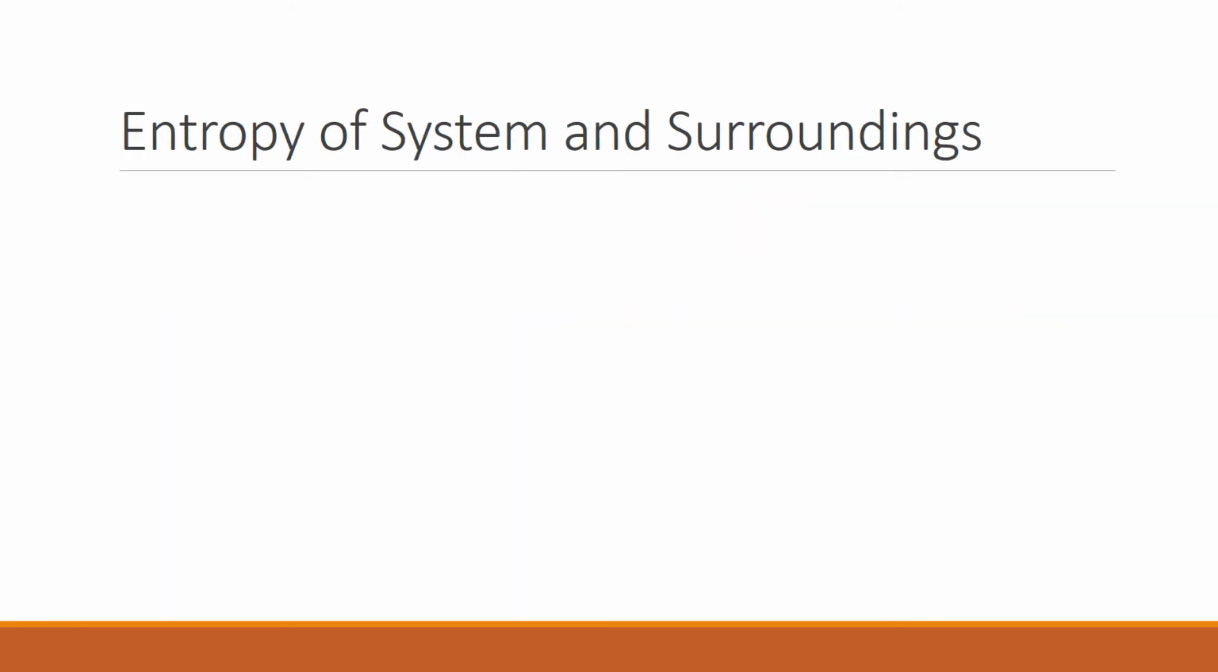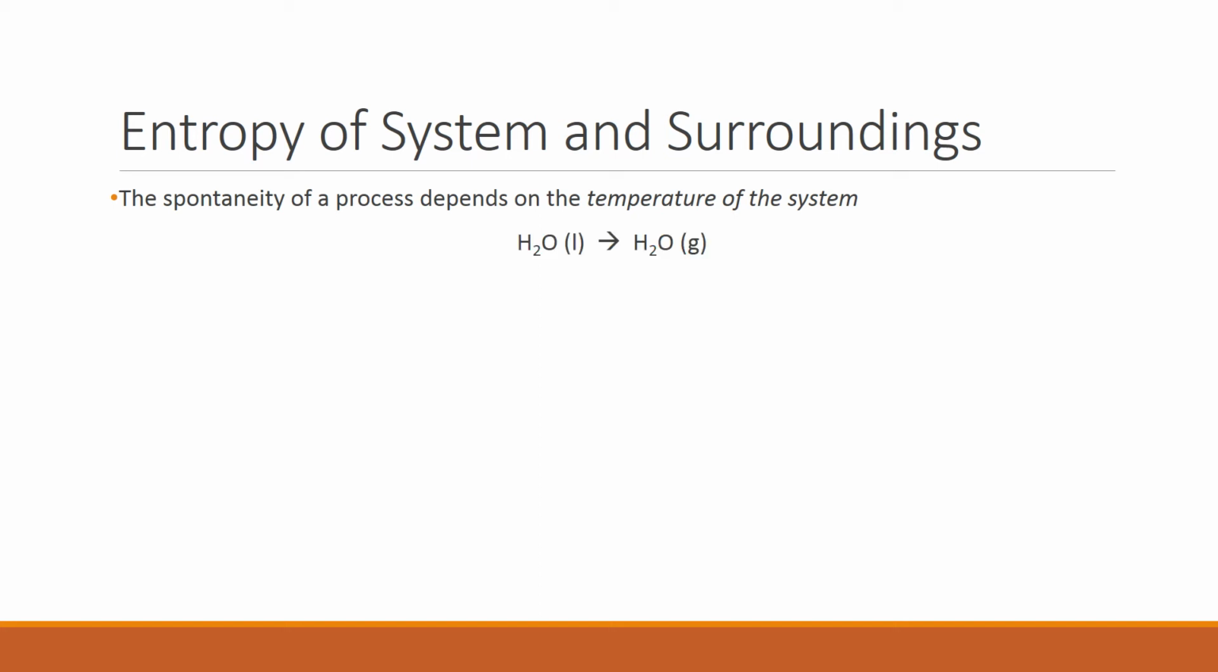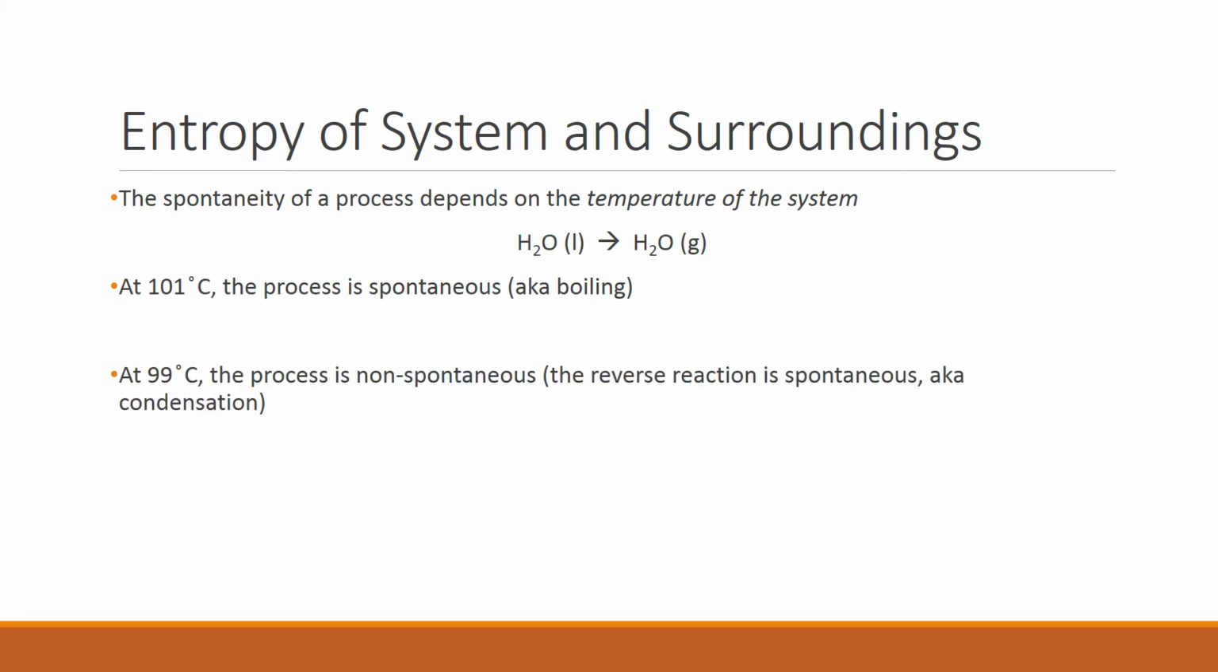Let's talk about the entropy of the system and the entropy of the surroundings. The spontaneity of a process depends on the temperature of the system. Let's go back to this classic example of H2O liquid turning into H2O gas. This is boiling. We know when it occurs. It occurs at 100 degrees Celsius. At 101 degrees Celsius, we would say that process is spontaneous. We call that boiling. However, at 99 degrees Celsius, the process is non-spontaneous.